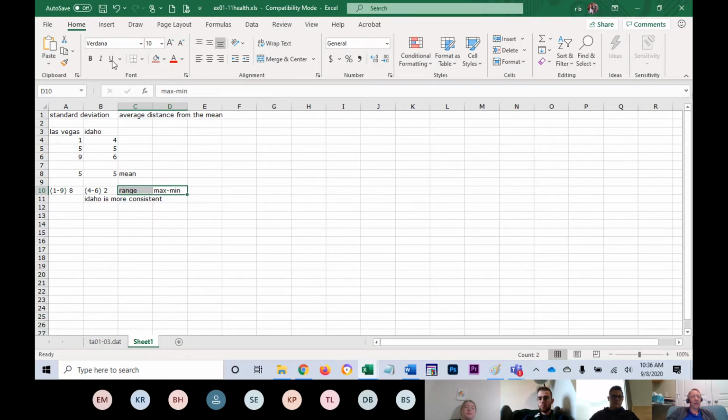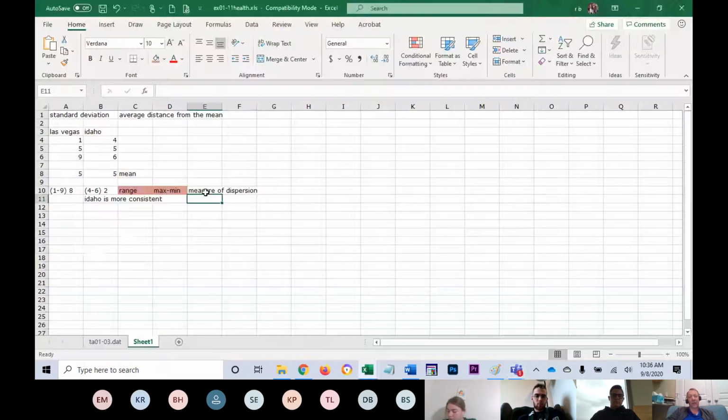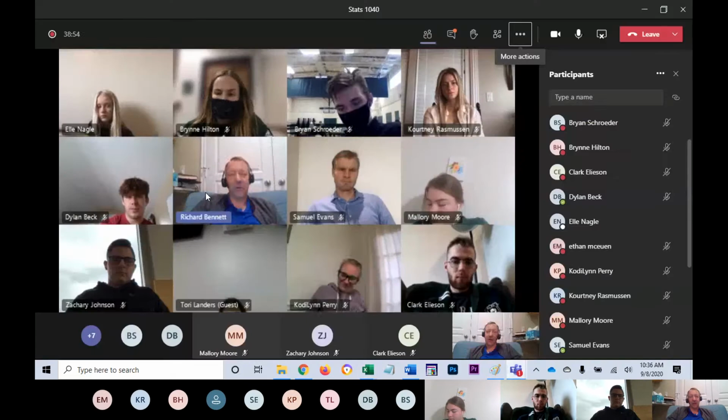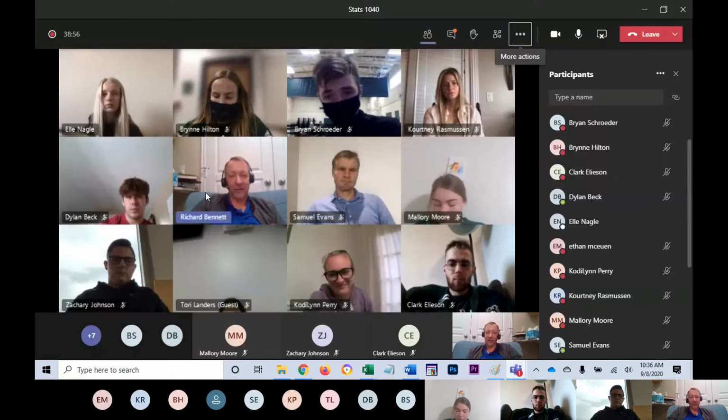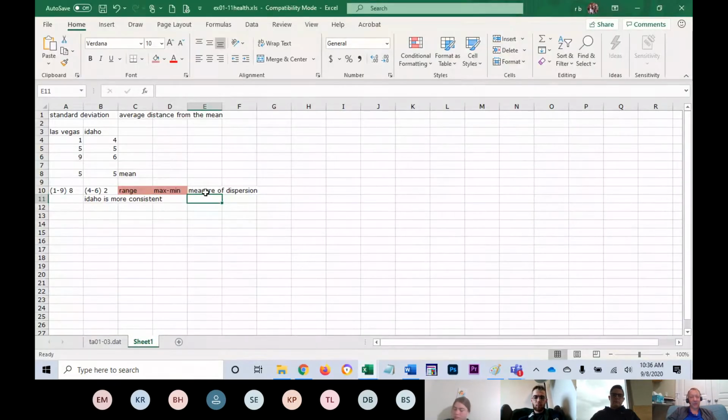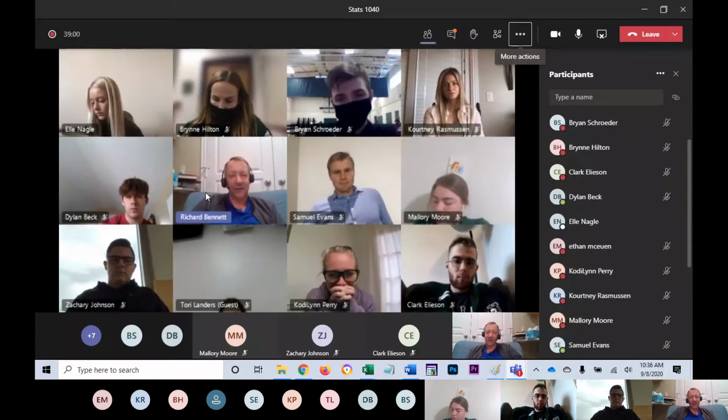So range is a measure of dispersion. You can think of this as a measure of dispersion, but you also know that this class is going to be way harder than figuring out just the range. You do need to know the range, but we've got to do something more complicated in this class. This is a college class. We can't just be subtracting 2 numbers and saying that's it, right?